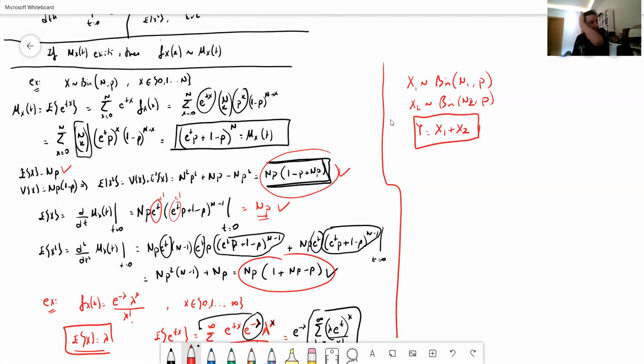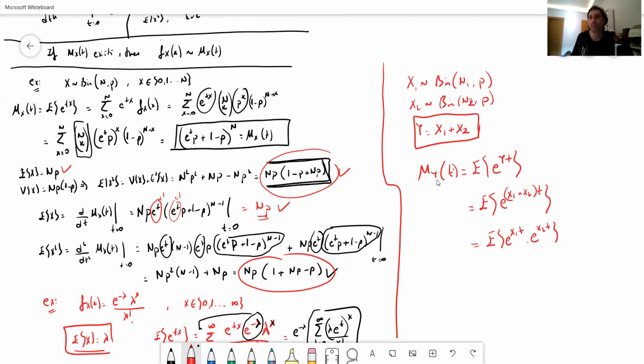Okay, so the idea is pretty simple. If you write the moment generating function for Y, this is going to be equal to the expected value of exponential Yt. Now, instead of Y, I can write X1 plus X2, so it's the expected value of exponential (X1 plus X2)t, which is equal to the expected value of exponential X1t times exponential X2t. Now, here is the very important point.